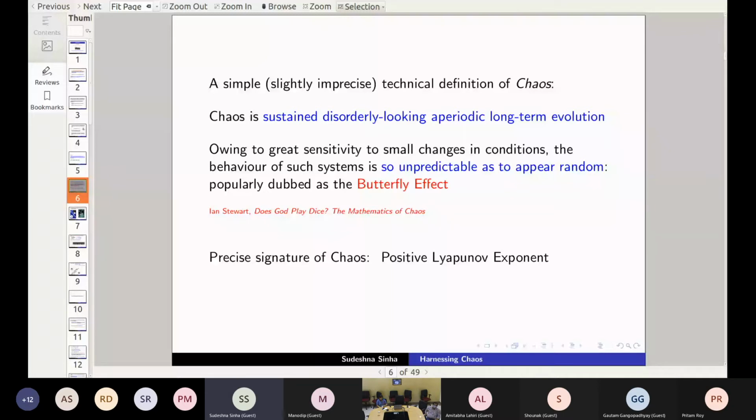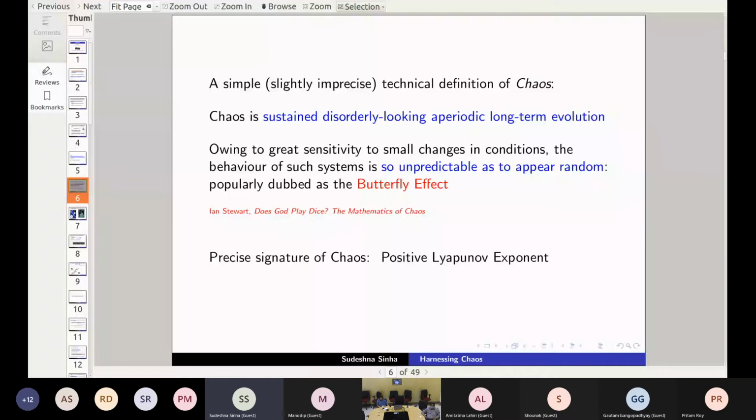It was popularized by Ian Stewart in Does God Play Dice? The Mathematics of Chaos. So it helped people visualize small changes bringing about drastic effects by saying if a butterfly flaps its wings in Brazil, a tornado pops up in Texas. So it's just a slightly overstated way of saying this extreme sensitivity to initial conditions changes the outcome very drastically very soon. Of course, the precise signature of chaos is a positive Lyapunov exponent.